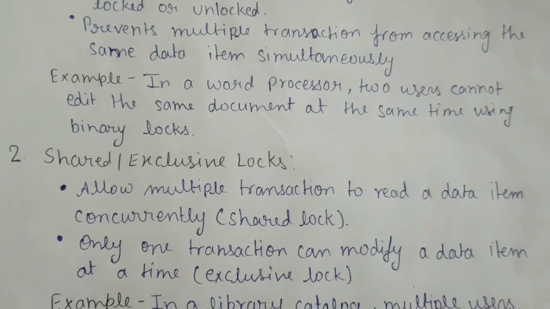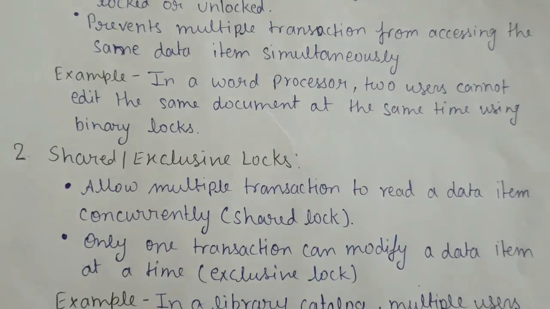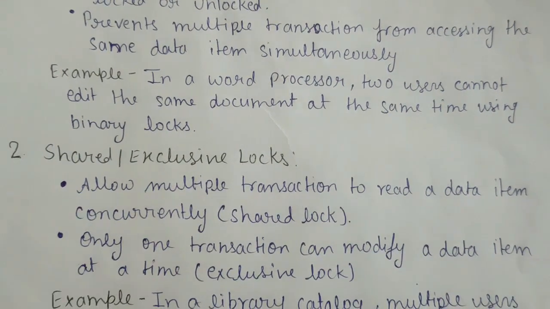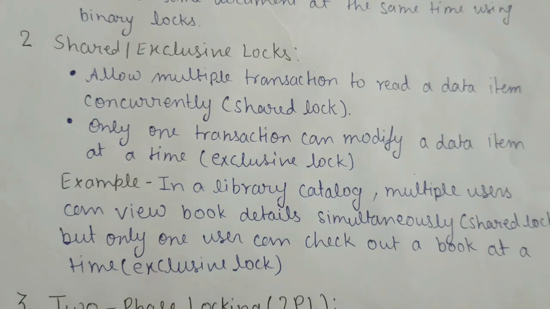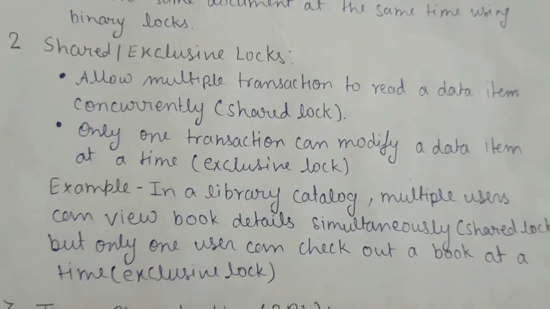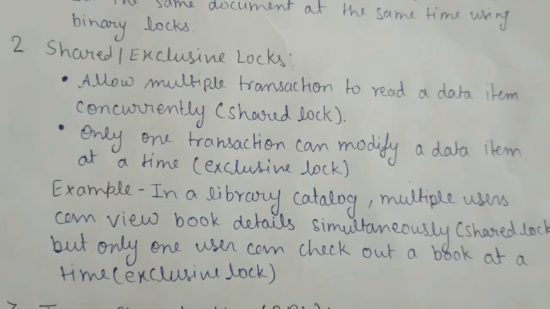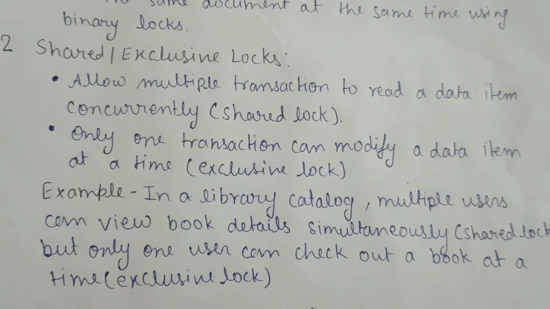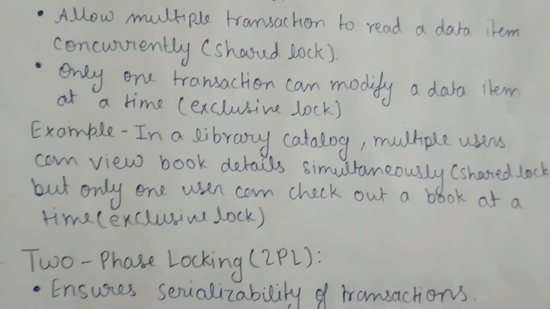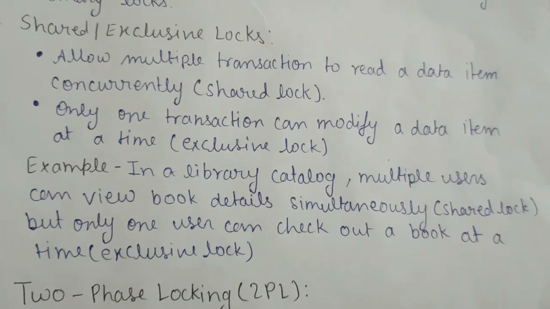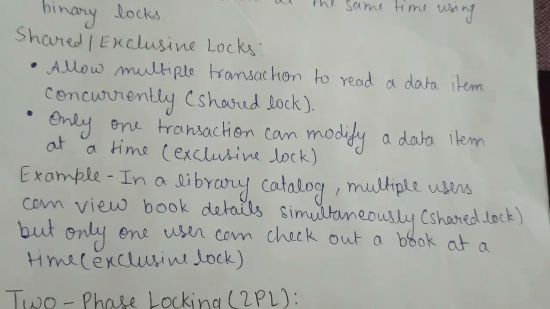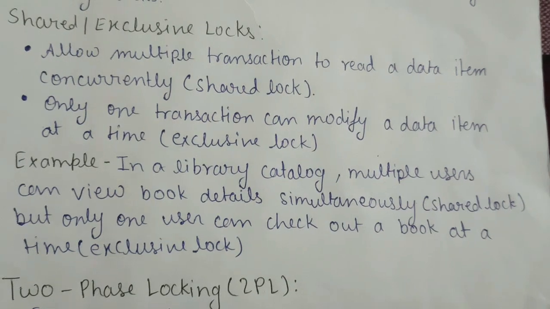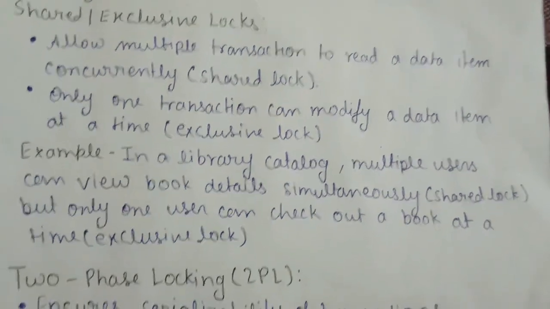For example, in a word processor, two users cannot edit the same document at the same time using the binary lock. Second is the shared exclusive lock. It allows multiple transactions to read data items concurrently. That's a shared lock. Only one transaction can modify data at a time, that's an exclusive lock. For example, in a library catalog, multiple users can view book details simultaneously, which is a shared lock, but only one user can check out a book at a time, which is an exclusive lock.